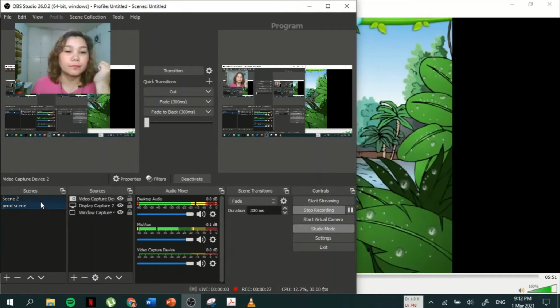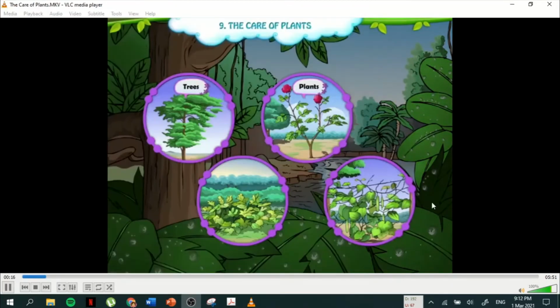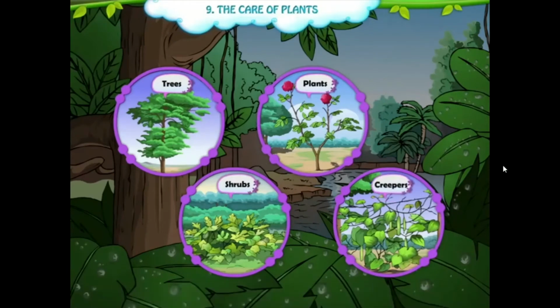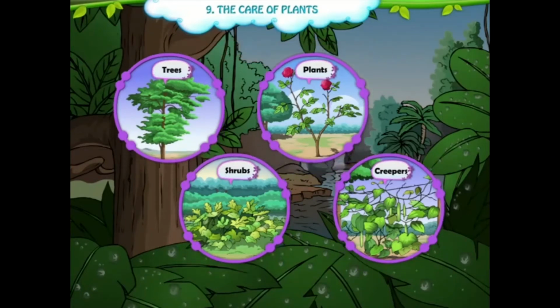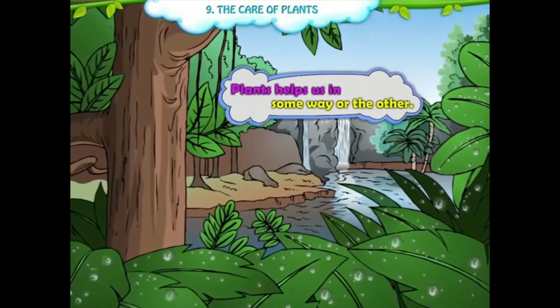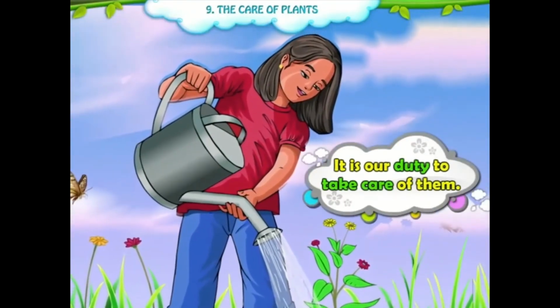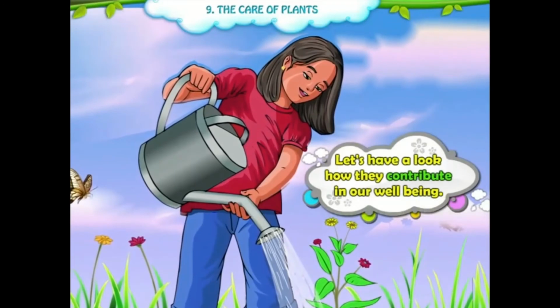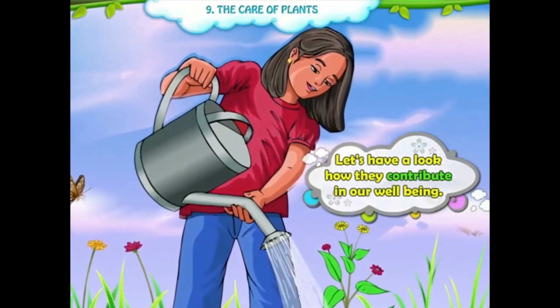We already know about the different types of trees, plants, shrubs, creepers, and their uses. They all come under the plant kingdom. Plants help us in some way or the other. It is our duty to take care of them. Let's have a look at how they contribute to our well-being.